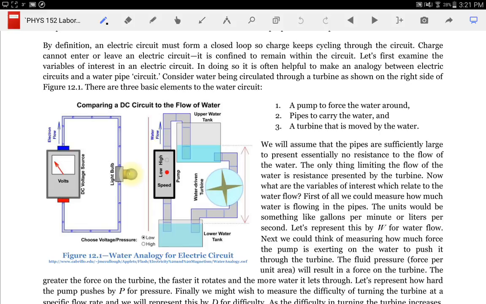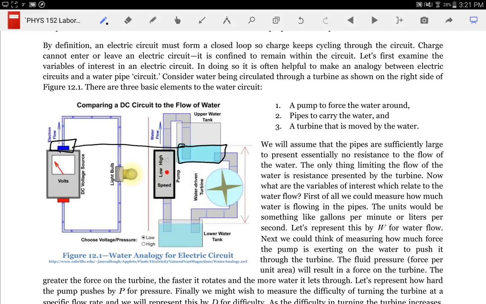On the other circuit, we have the power supply that's doing the same thing. It's raising the electric potential energy per charge instead of gravitational potential energy. So on the top side of the power supply, this right here is analogous to this right here, where the pump has raised the potential energy of each molecule or of each electron.